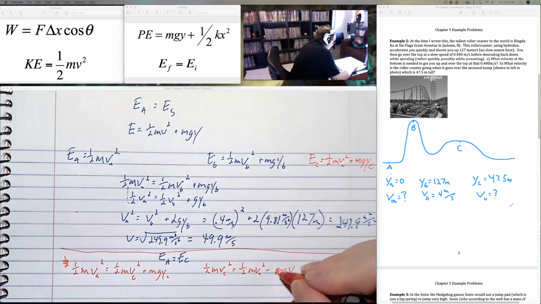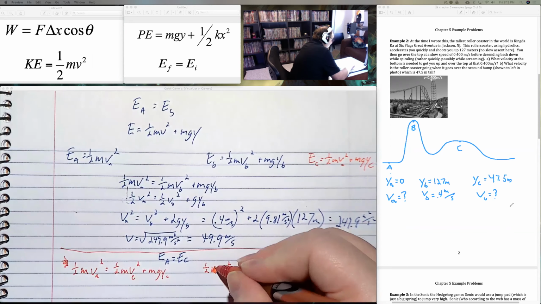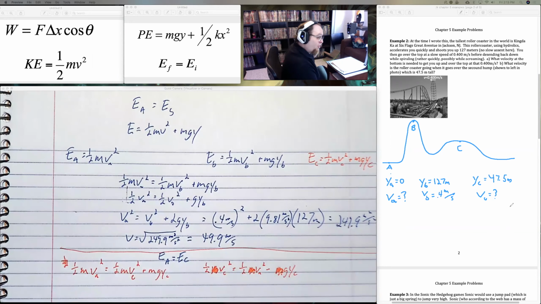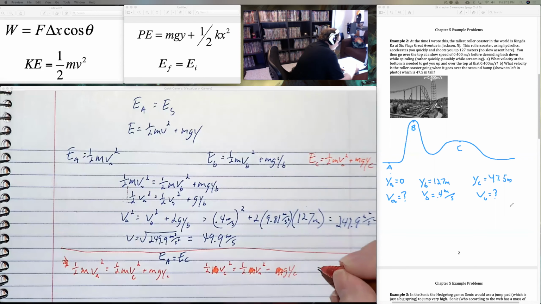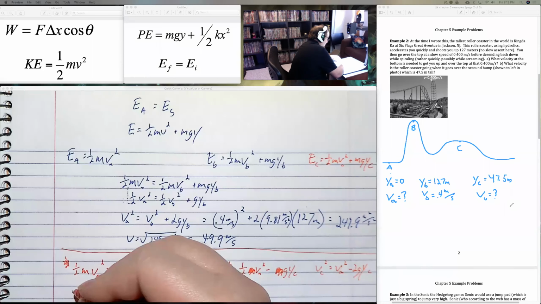Divide both sides by m. Anytime you don't have springs, if there's a conservation of energy and there are no springs, you always are going to be able to get rid of m's. M's will only be needed for problems with springs. I'll multiply both sides by 2. And I can solve.